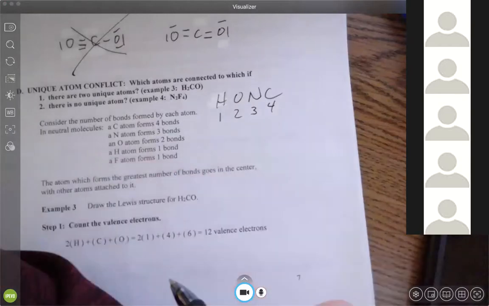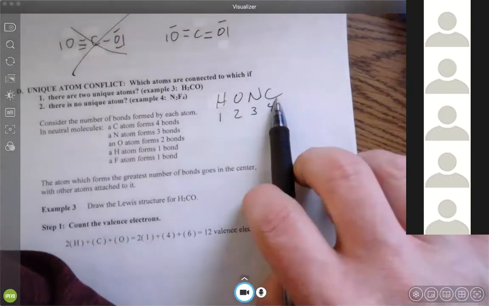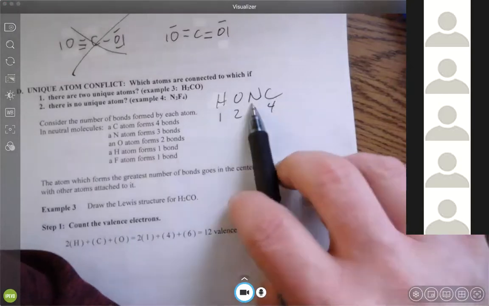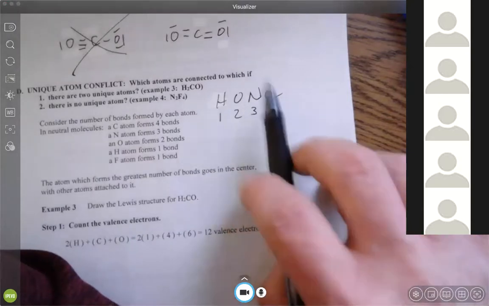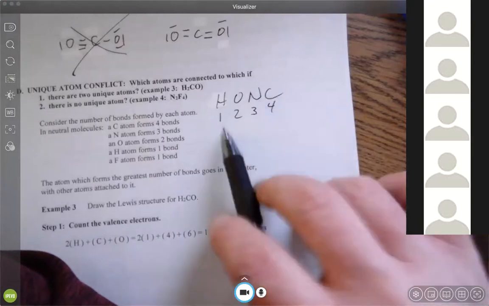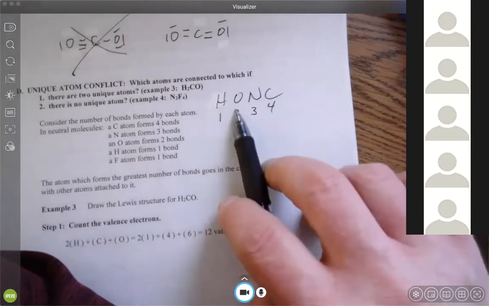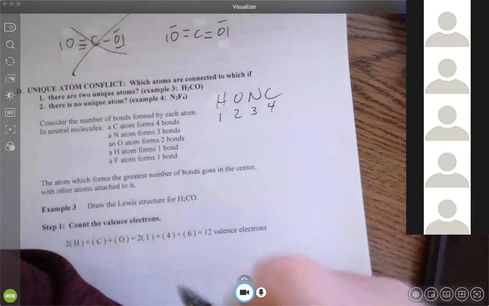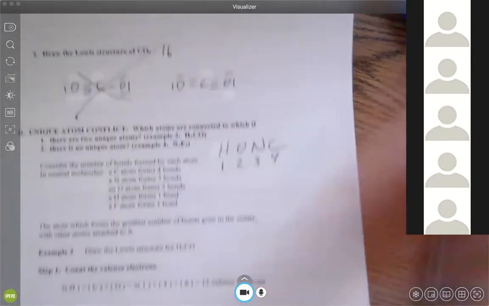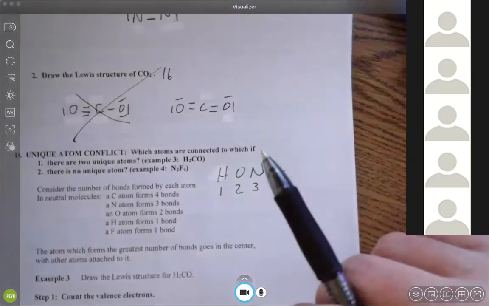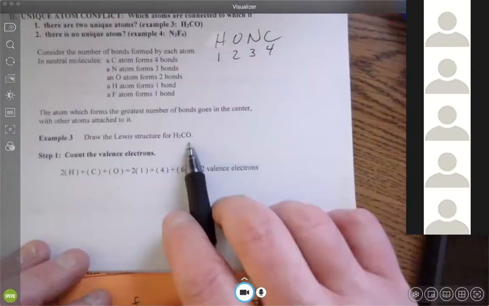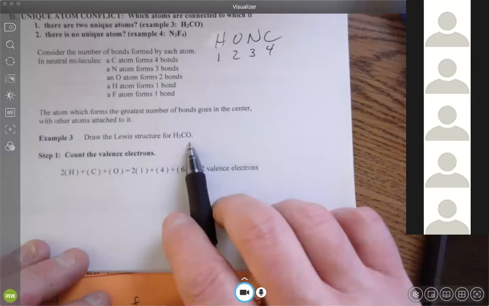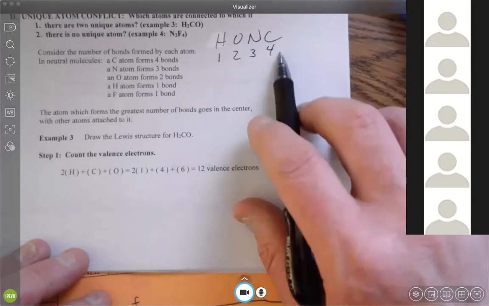So if you have carbon available, it's in the center. If you have nitrogen available and no carbon available, nitrogen's in the center. If you have oxygen available, but none of the other ones, oxygen is in the center. Otherwise, you go with unique. So for example, H2CO, both C and O are unique. C can form more bonds. So I'm going to put C in the middle.